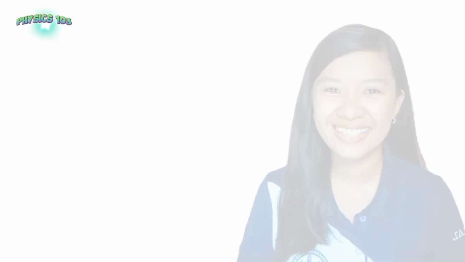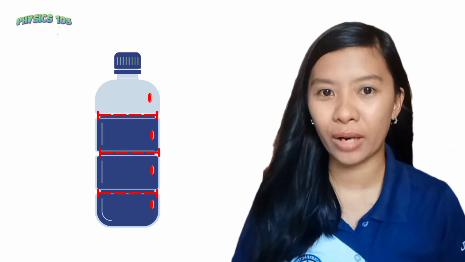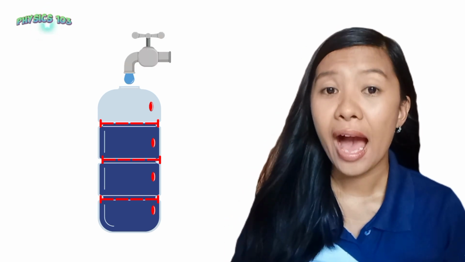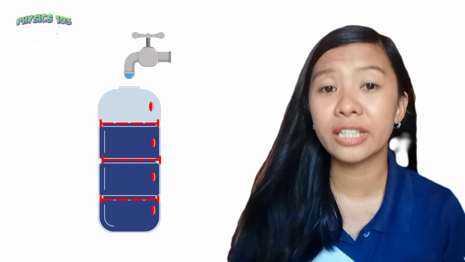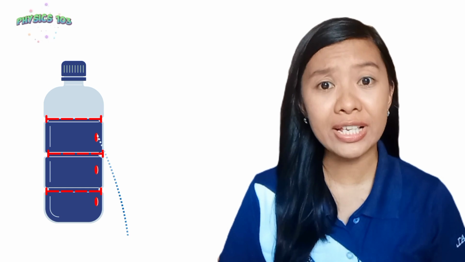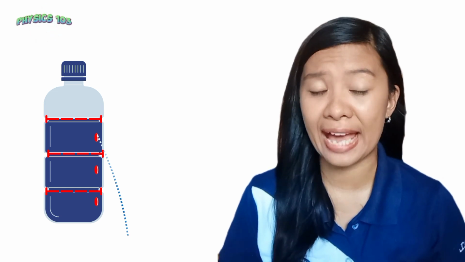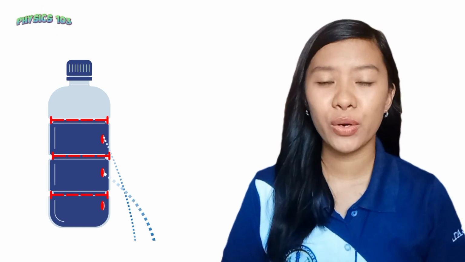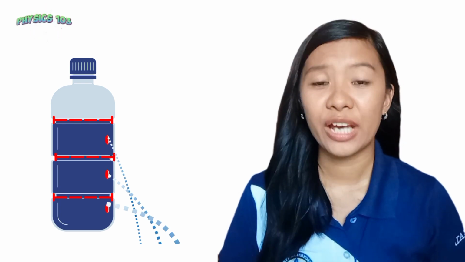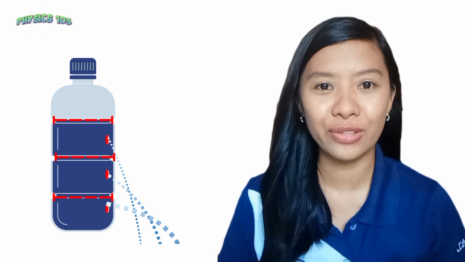Let's do this. I have here a plastic bottle. It has 4 different parts with 4 different holes. I will pour water in it until it is full. Observe how water flows out of the holes. For the first layer, water flows at an angle. For the second layer, water flows at a wider angle compared to the first one. And for the third layer, the water is literally squirting out.